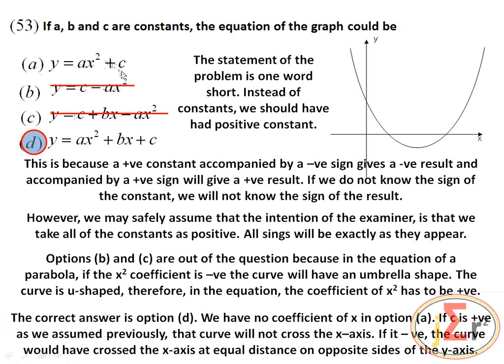No bx. We have no coefficient of x in option A. If C is positive, as we assumed previously, that curve will not cross the x-axis. If it is negative, contrary to what we have assumed, the curve would have crossed the x-axis at equal distance on opposite sides of the y-axis.